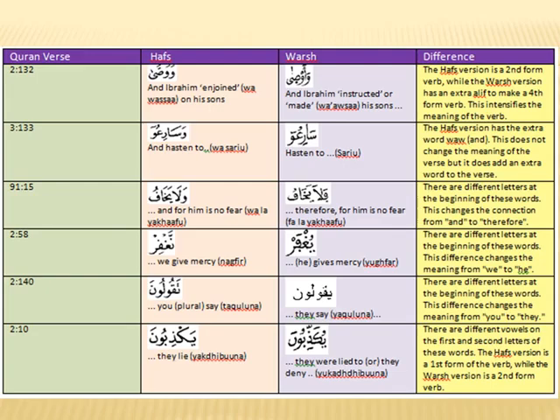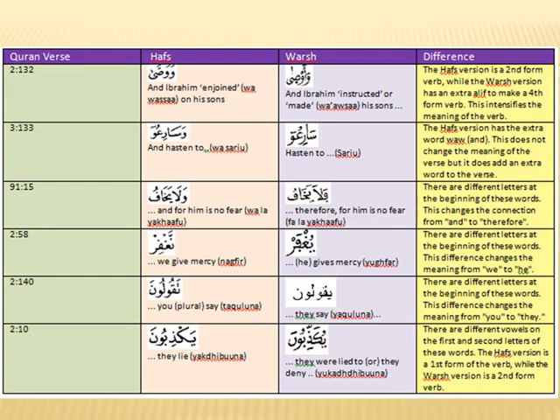Quran verse 3:133 in the Hafs, wasari'u, and hasten to. In the Warsh, sari'u, hasten to. The Hafs version has the extra word wow, and. This does not change the meaning of the verse, but it does add an extra word to the verse.